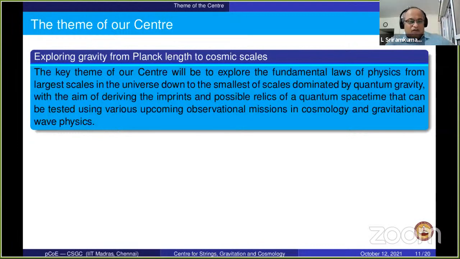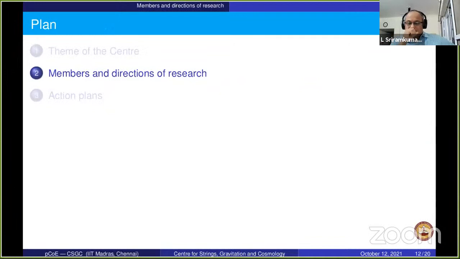The whole idea of our center, the whole theme of our center is to explore the fundamental laws, from the larger scale down to the smaller scale, determined by or dominated by quantum gravity, with the aim of deriving specific signatures. In particular, if you have a quantum space-time, whether it leaves some signatures that can be measured, observed in forthcoming missions in the context of cosmology and gravitational wave physics. That's roughly the theme of our center.